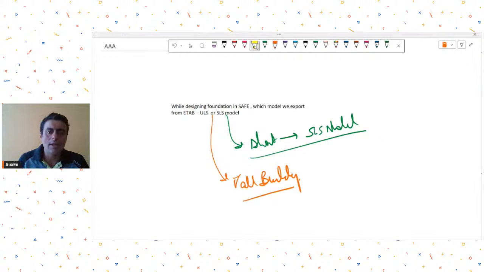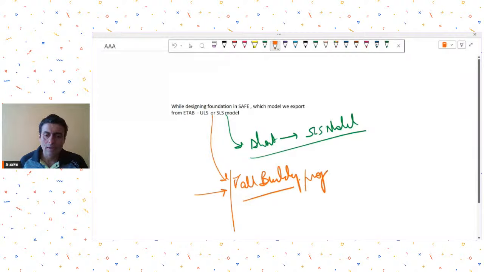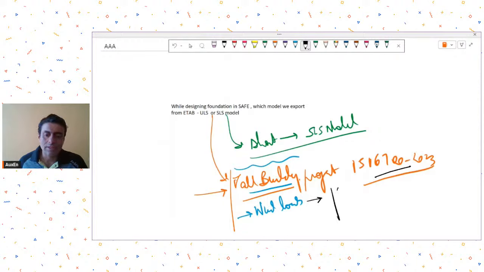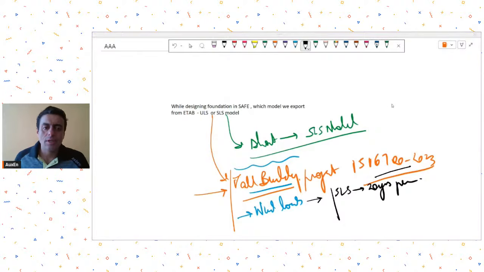Now the long detailed answer would be that it depends. If you are specifically doing a tall building project in accordance with, let's say, IS 16700, then what you might have done is that the wind loads taken in the SLS model will be for a 20 years return period, because you want to find out the drifts and everything. While in the ULS model, the wind speeds will be for a 50 years return period.